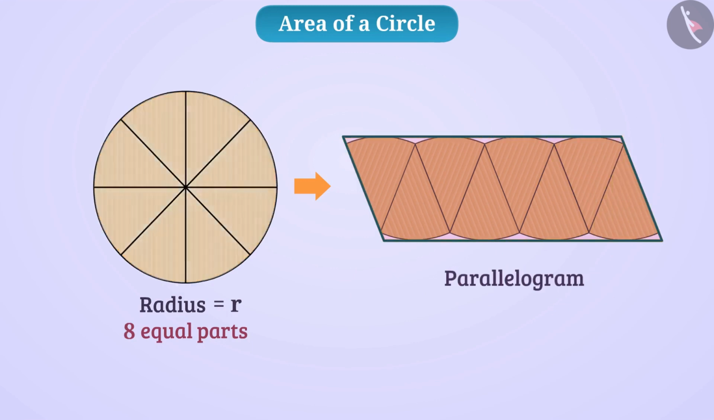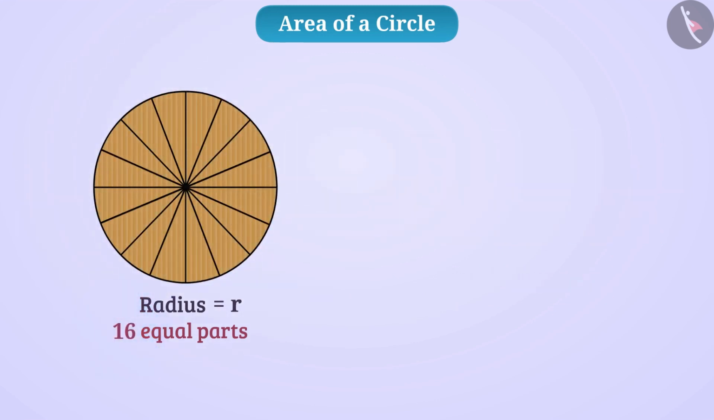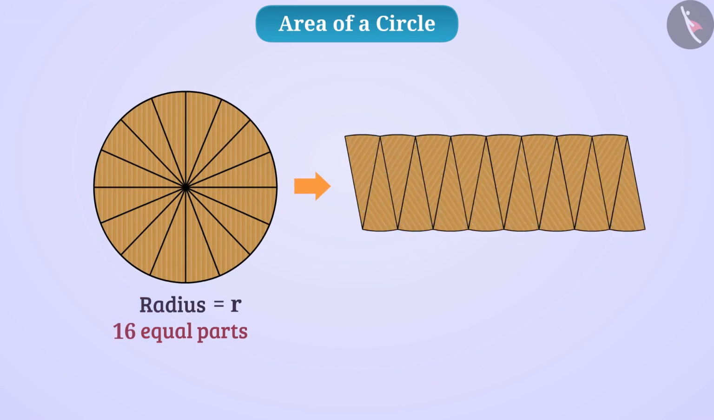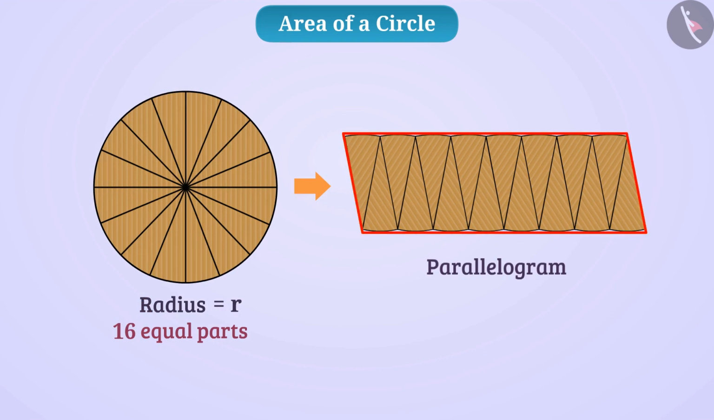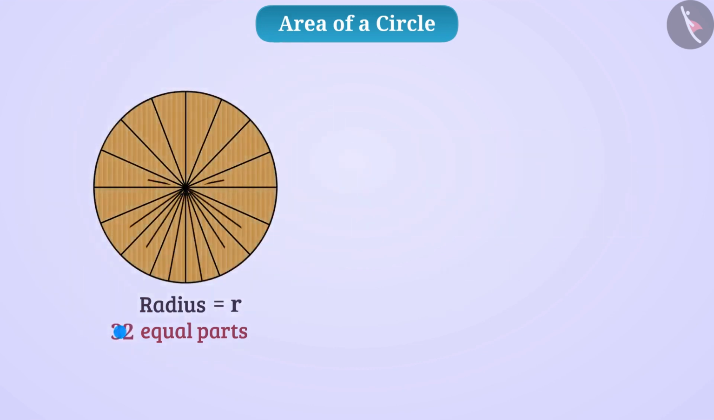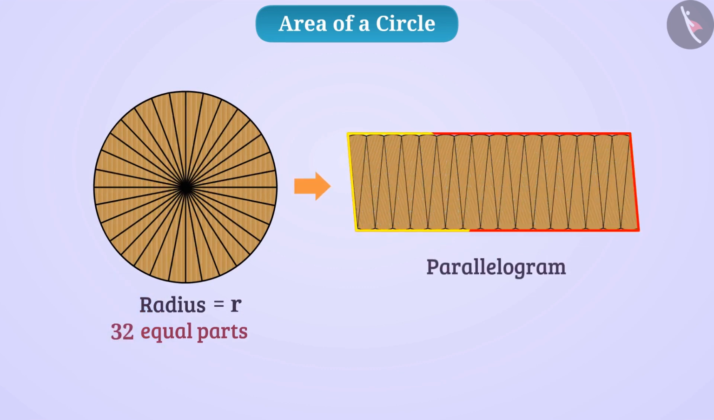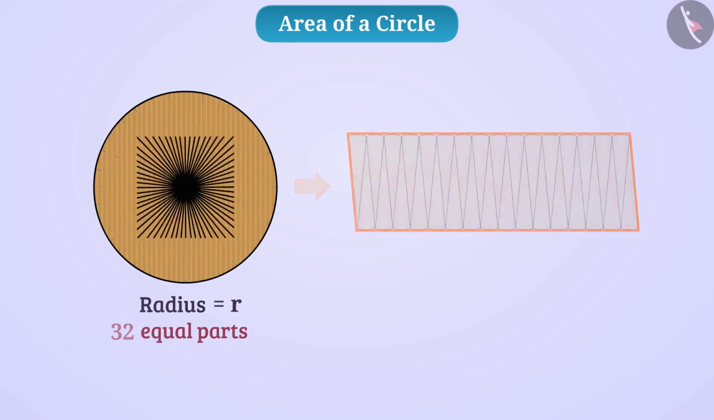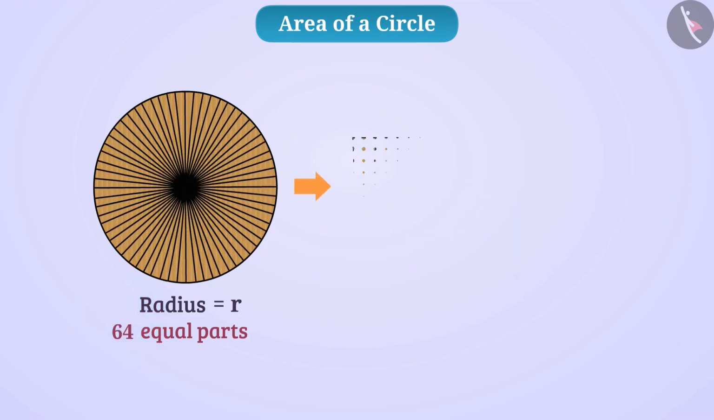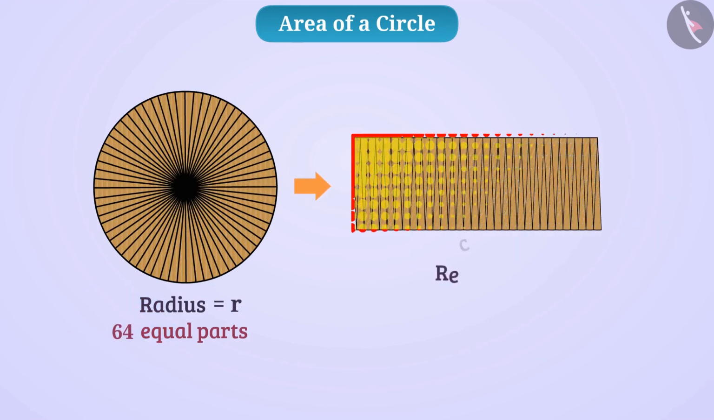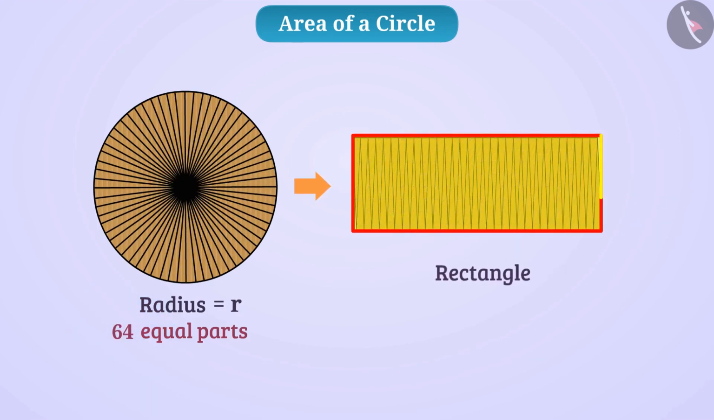If we divide the circle into 16 equal parts and arrange them in this way, then we will be able to arrange the parallelogram more properly. In this way, the more equal parts, the more appropriate is the parallelogram. If we divide the circle into several equal parts and arrange them, we will get a rectangle. Remember that a rectangle is also a parallelogram.